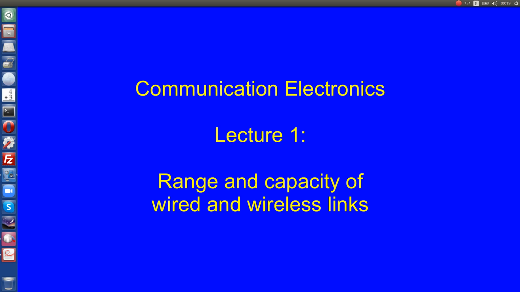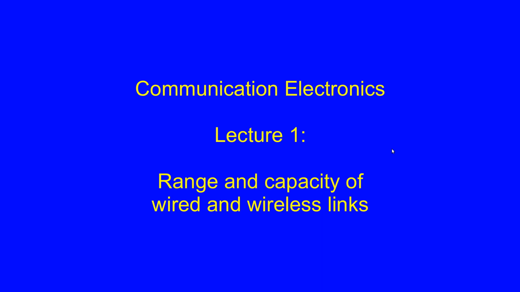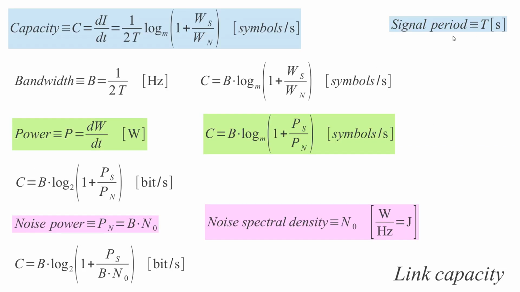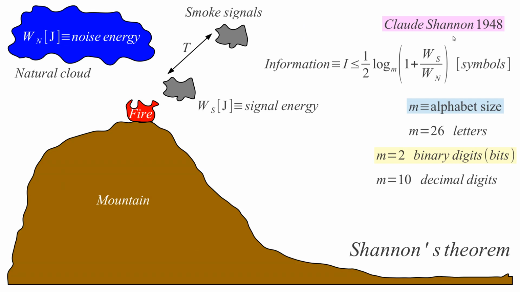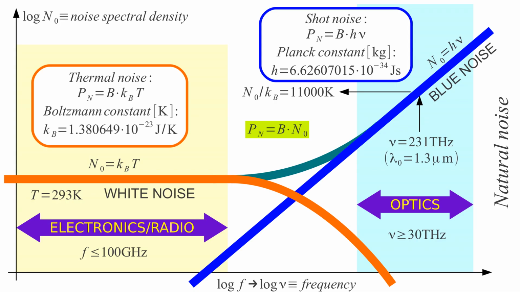The previous hour we looked at the Shannon theorem. Here I corrected for signal energy, so each signal is each cloud here, and we also have the signal period here. We looked at the information that we can transfer with our signals, and we looked at the capacity, the amount of information we can transfer per unit time. We looked at the different limitations like the natural noise.